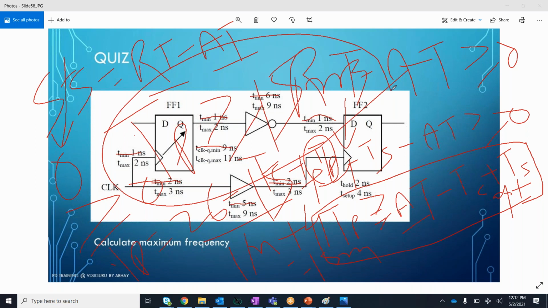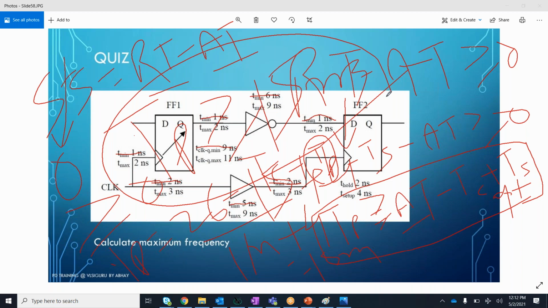Then what will happen? Then I will not have the setup slack, I will not have the setup violation. Guys, are you getting it or not? For this circuit, my time period should be greater than or equal to 15 nanosecond. If my time period is greater than or equal to 15 nanosecond, this circuit will not have the setup violation. If this circuit does not have the setup violation, it means this circuit can be operated with that frequency.